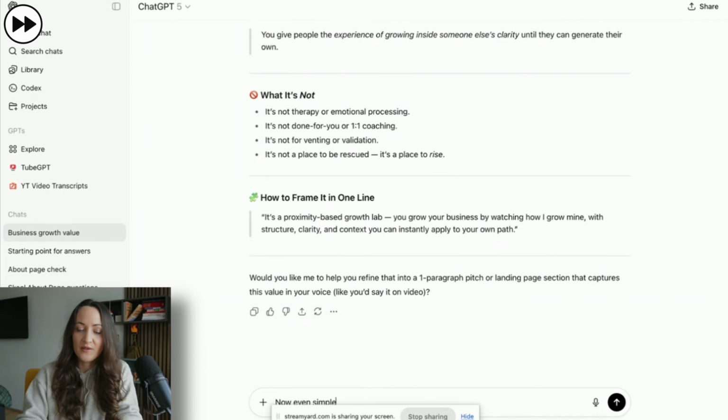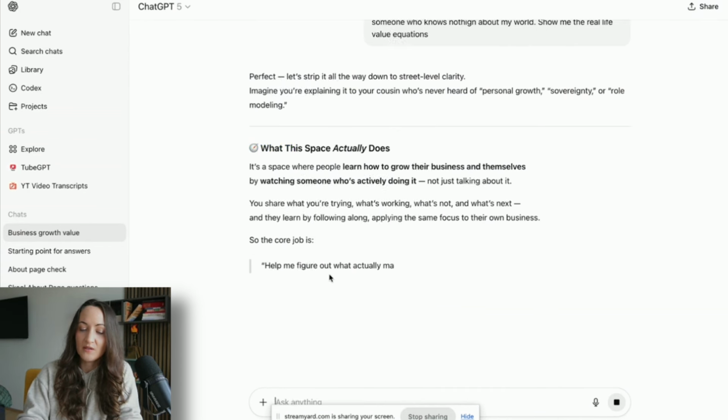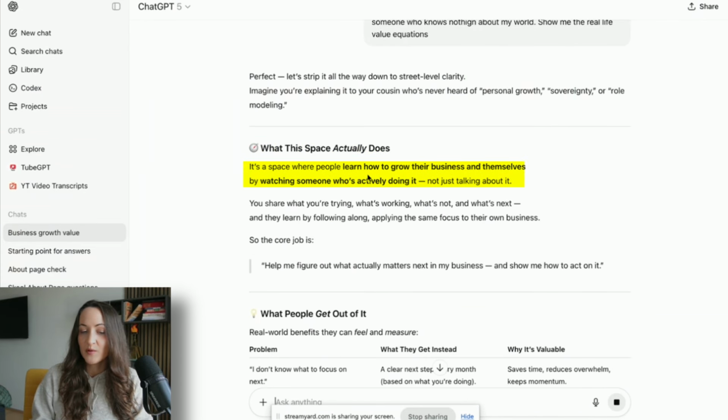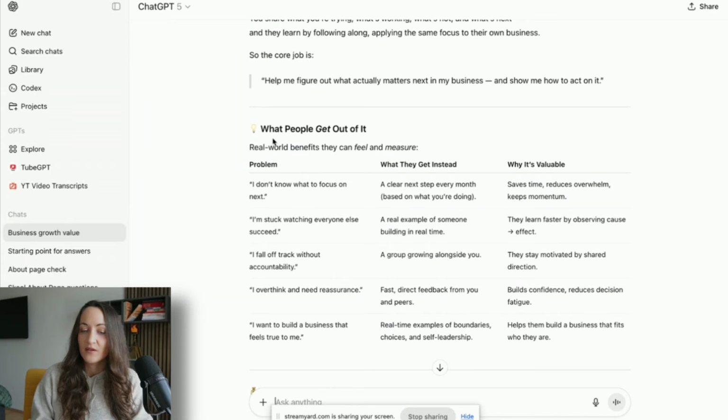Okay, now even simpler: as if you knew nothing about me, explain it to someone who knows nothing about my world. Show me the real-life value equations. What the space actually does: it's a space where people learn how to grow their business and themselves by watching someone who's actively doing it, not just talking about it. The core job is: help me figure out what actually matters next in my business and show me how to act on it. Okay, what people get out of it: problem, I don't know what to focus on next.